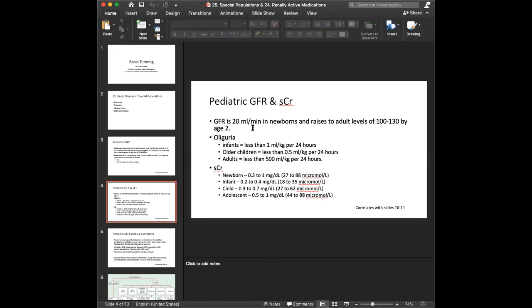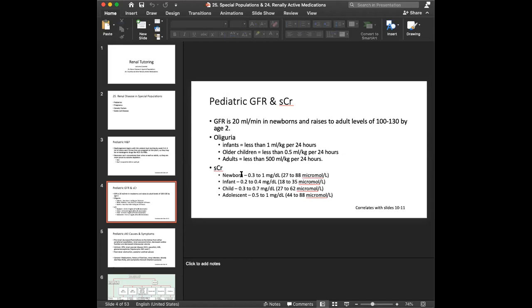So oliguria in infants is going to be less than a mil per kilogram per 24 hours. In older children, it's going to be 0.5 mil per kg. And then adults is less than 500. So you can see, I wouldn't just memorize these, but you can see the difference. Kids, it's way less than adults.